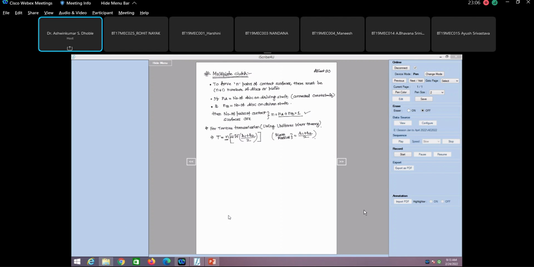Now let us try to solve one simple problem. A disc clutch consists of 5 discs giving a total of 4 pairs of contact surfaces. 4 pairs of contact surfaces.